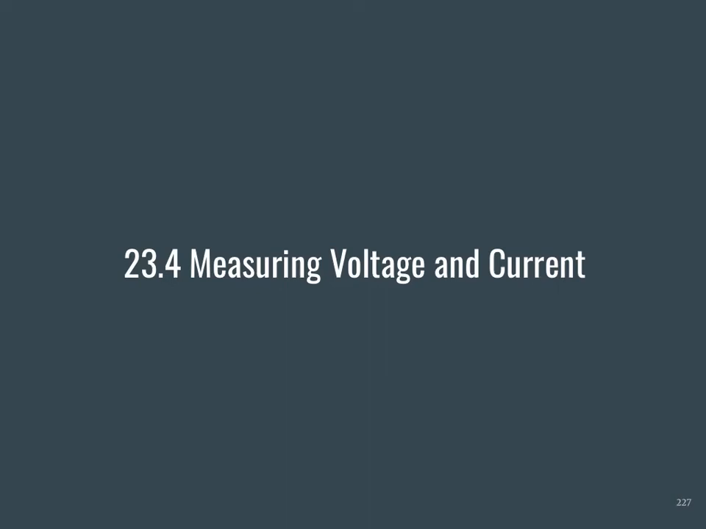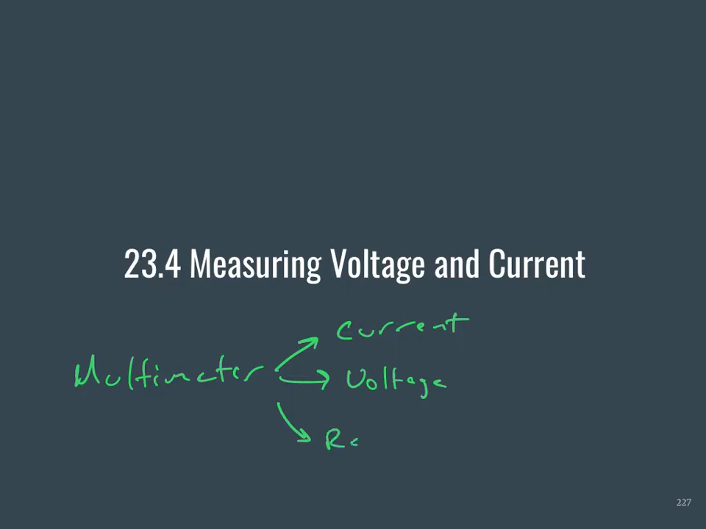All right, so this next section, measuring voltage and current, we're going to talk about how we do these things. Now, we've already seen this in lab, especially with lab 7.9 and 7.10, but in those labs, we use what's called a multimeter. And a multimeter is a multimeter because it's multiple meters. It can measure current, it can measure voltage, and it can measure resistance.